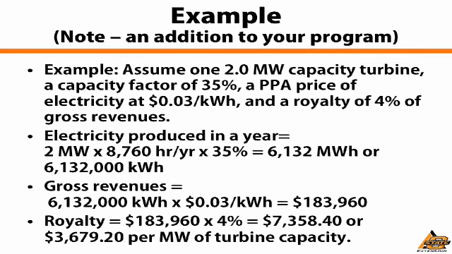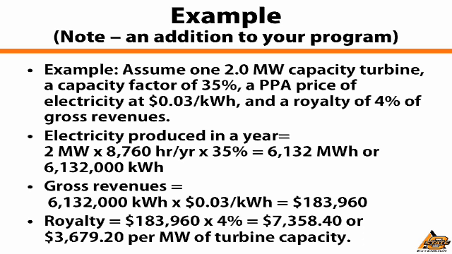Let's say we've got a 2 megawatt capacity turbine. Okay? Let's say it has a capacity factor of 35%. That means, on average, day and night, 24 hours a day, 365 days a year, it churns out about 35% of its capacity. Conservative for Oklahoma. Most of ours run at about 40, maybe a little bit higher. Let's say the price of power that they're selling is 3 cents a kilowatt hour, and that our royalty is 4%. 4% is a fairly typical starting royalty for most leases. Many of them bump up over time.